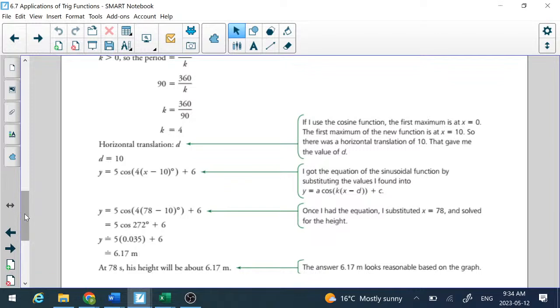Or you could also use the same equation to predict at what time the person will be at a specific height. You understand? All right, good.